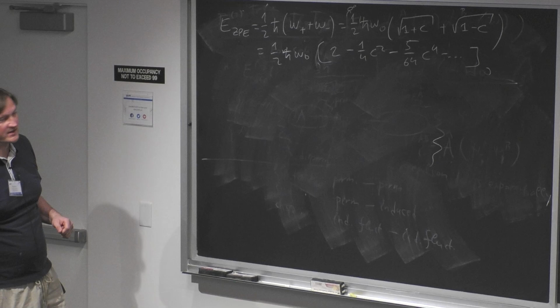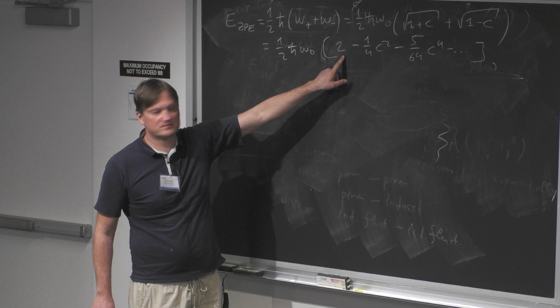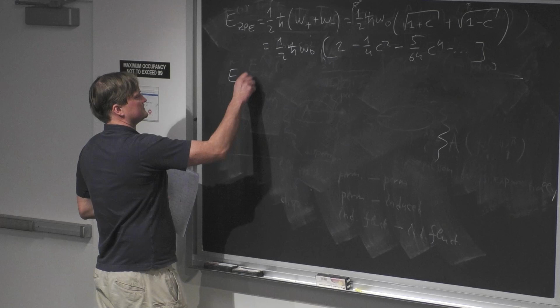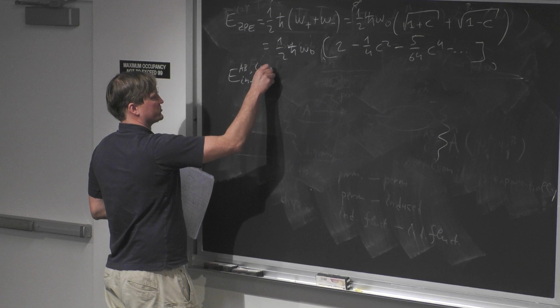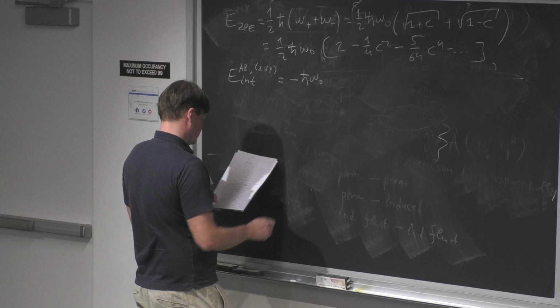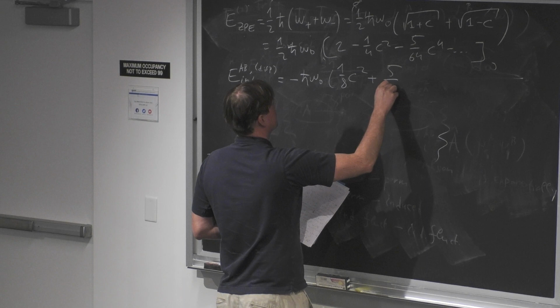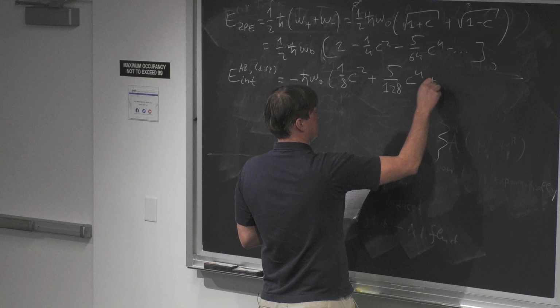So that's the lowest energy level, right? And here you see immediately this term corresponds to the energy of the isolated oscillators, right? So it vanishes when we take the interaction energy between A and B, and maybe dispersion, although that's the whole energy, right? There's nothing else but dispersion. And then this is minus 1 over 8 C squared, plus 5 over 128 C to the fourth, and so on and so forth, okay?